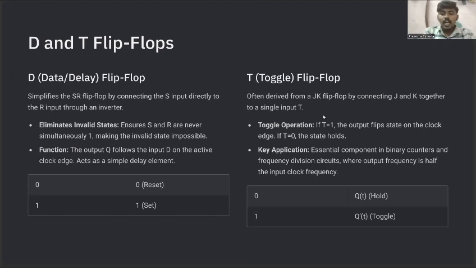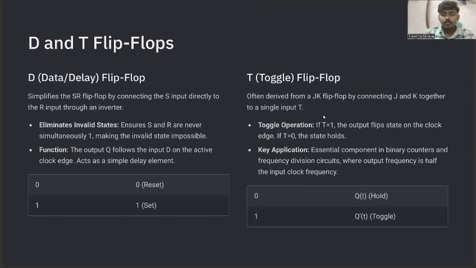This eliminates ambiguity, making it the most commonly used flip-flop in registers and memory devices. These are used in data storage, shift registers and memory elements also. The output Q follows the input D on the clock edge, acting as a simple delay element. So we can move to the toggle flip-flop.